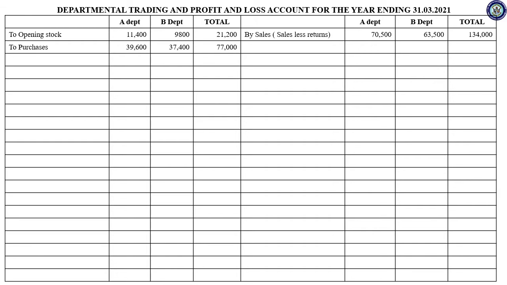Then there is sales and there is return inward, that is sales return. So first you have to deduct that return, then you have to enter it in the trading and profit and loss account. Okay, you have to deduct that return.